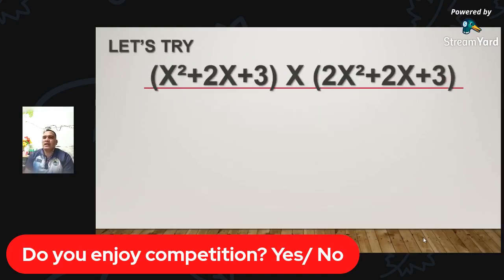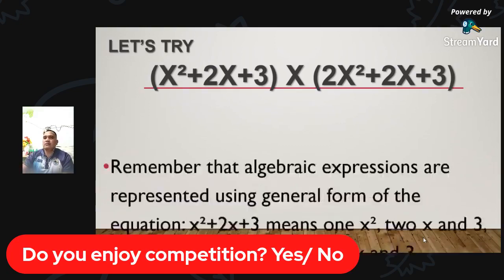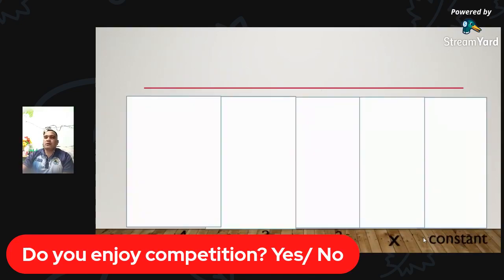So let's try. We have x squared plus 2x plus 3 and multiply to 2x squared plus 2x plus 3. This is different from binomials. Why? Because we will have, again, 5 regions. Why 5 regions again? We have x to the fourth. As you can see, we have x squared multiplied to x squared, that is x to the fourth. So we have 5 regions.